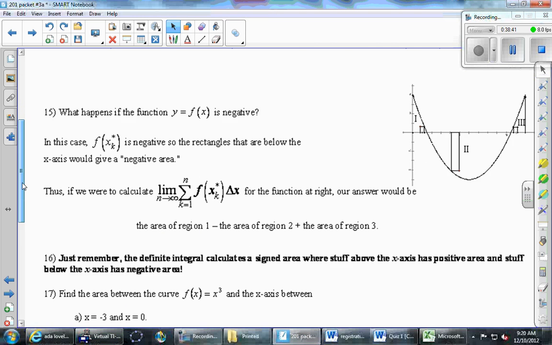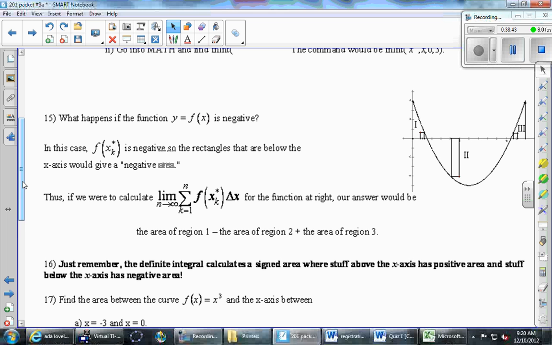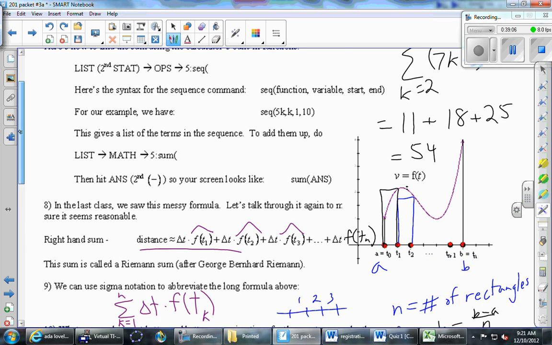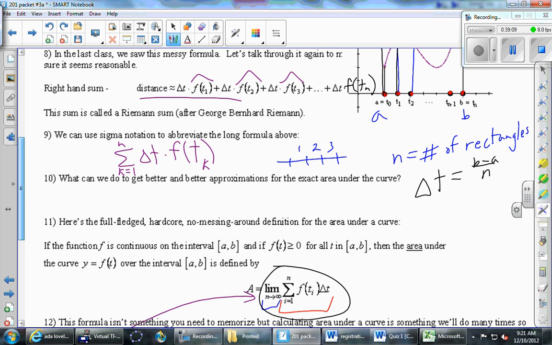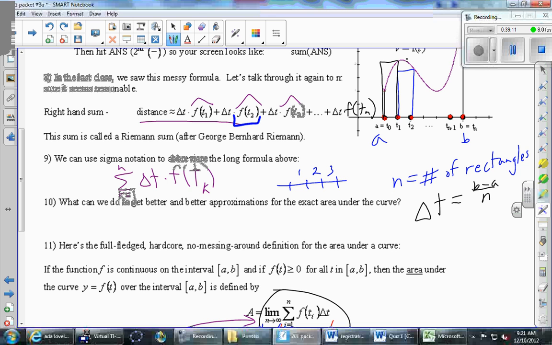Okay, so let's go to number 15. This gets at a question that Garrett had asked earlier today: what happens if the function is negative? Looking at this picture, we've got some positive area in region 1, and then some negative area down there in region 2, and then some positive again in 3. So what does it mean when I say negative area? Area is always positive, it's true, but let's think about the notation that we have mastered now. Here, f of t2 was just this height, yes?